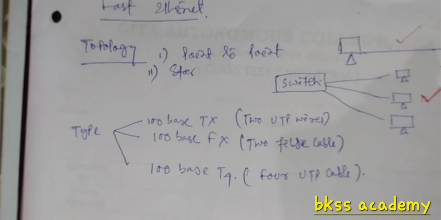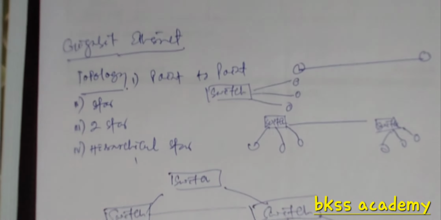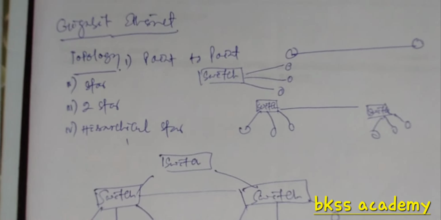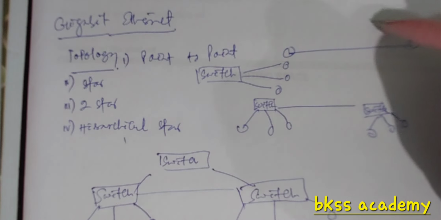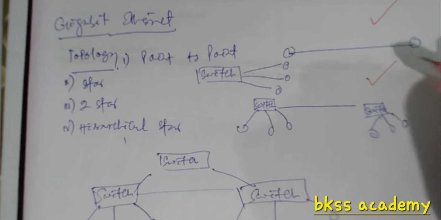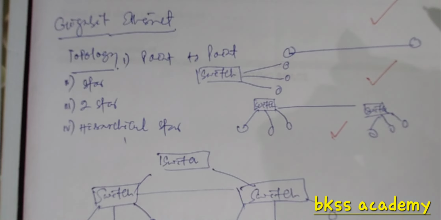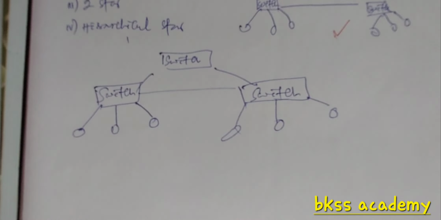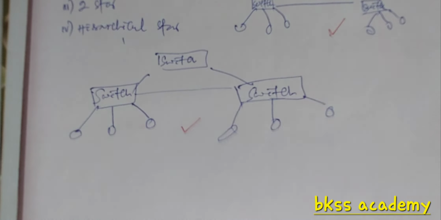Similarly, gigabit Ethernet: its topology is point to point and star, as well as two-level star, and hierarchical, that is, a switch is there and a two-level star topology is there, which is a hierarchical star.